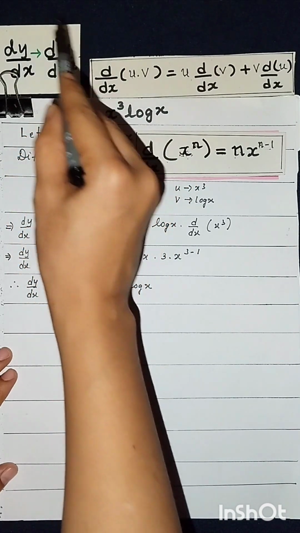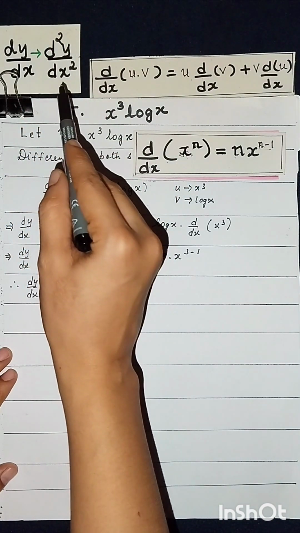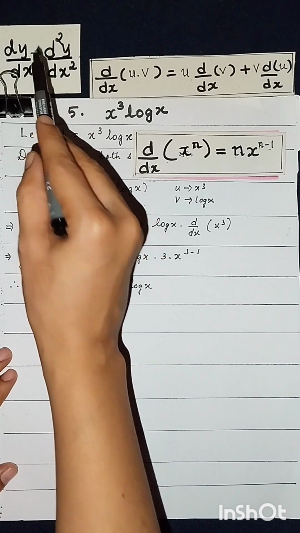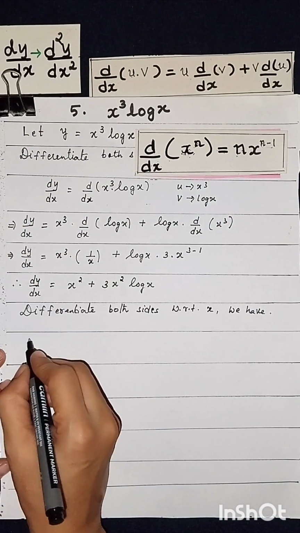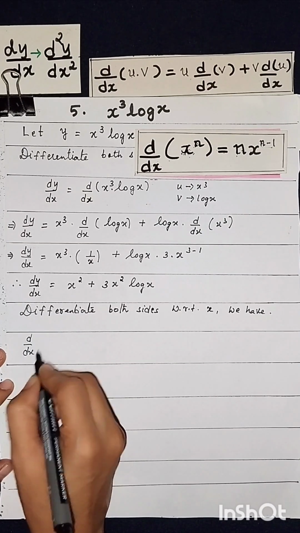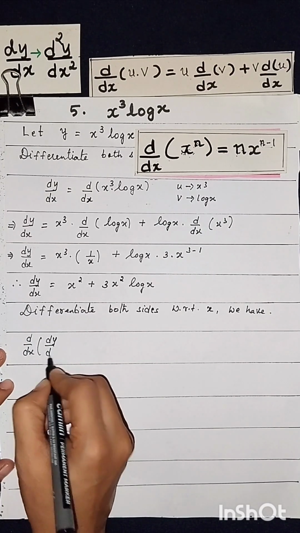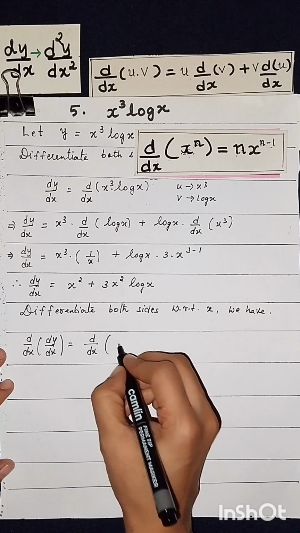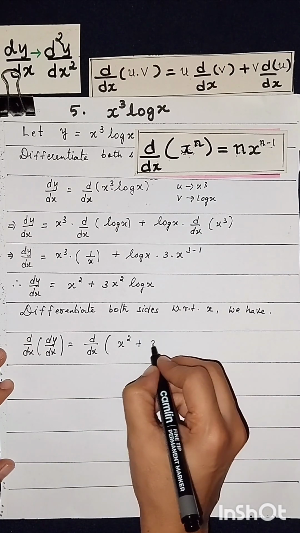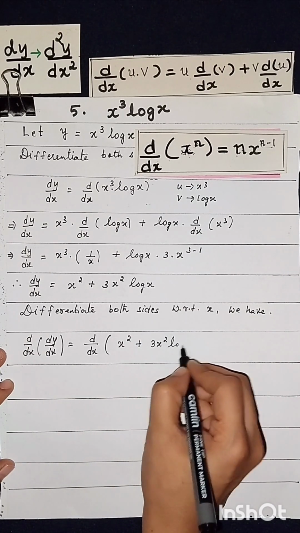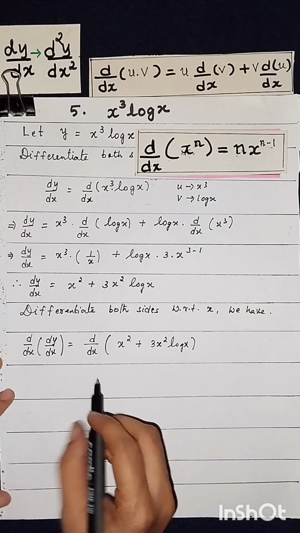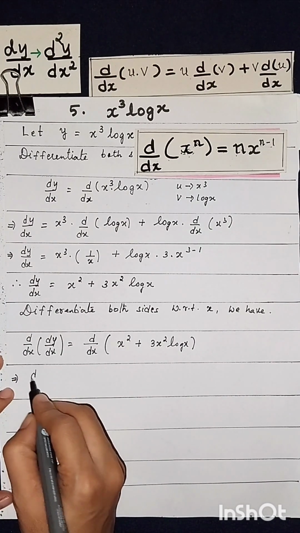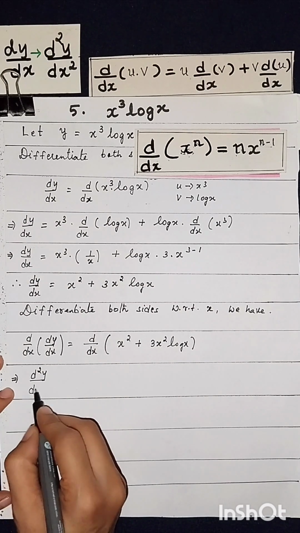Now the destination is d square y by dx square. So what we have to do to reach the destination? We have to differentiate. So we will differentiate again. So d by dx of dy by dx is equal to d by dx of x square plus 3x square log x, right? So this implies derivative of the first order derivative, we will get d square y by dx square.